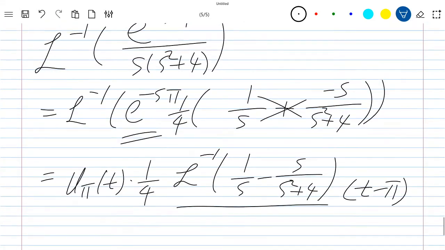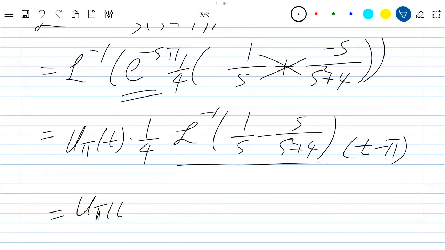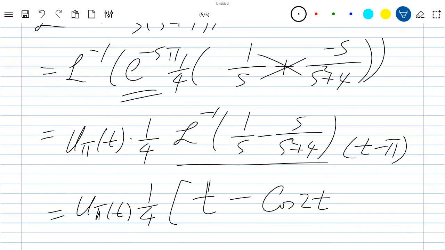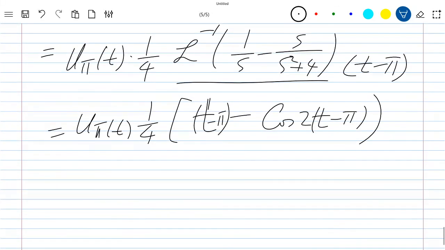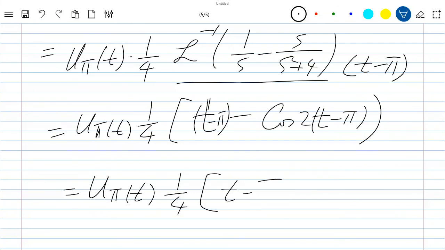Okay, so let's do it. This is u pi of t times 1/4, and this will give you, oh sorry, not 1, this is just t, and this will give you cosine of 2t. So you have to replace everything by t minus pi. Alright, and you can simplify this a little bit, because for the cosine function, cosine 2t and cosine 2t minus 2 pi are the same. So that's your result. Alright.